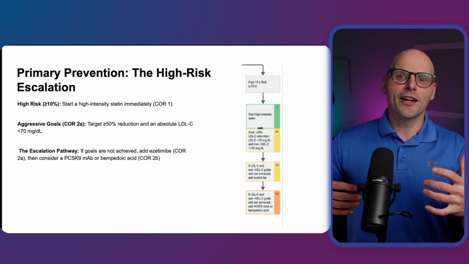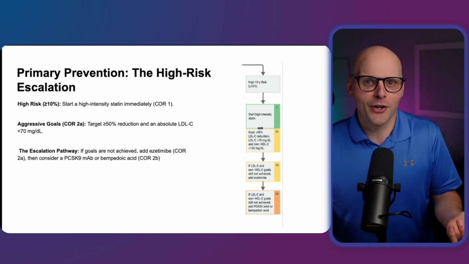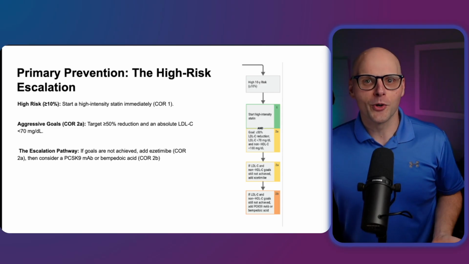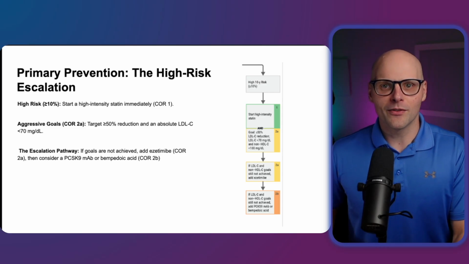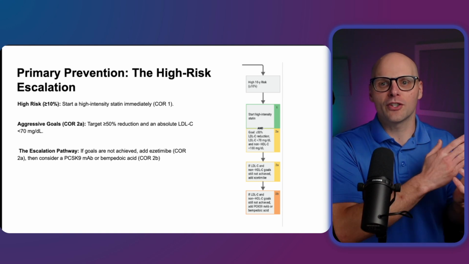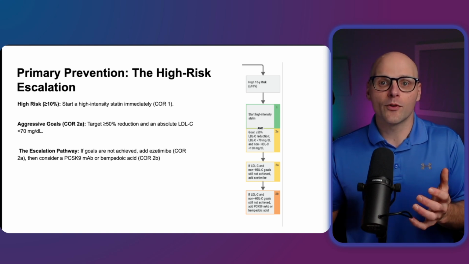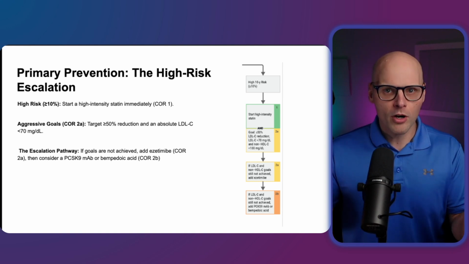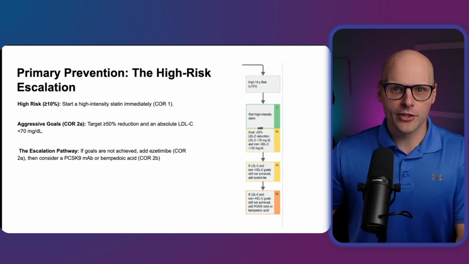It's not like, hey, let's figure it out. It's like, well, there are class 1 recommendations to start medications, right? So we're treating these primary prevention patients with very similar intensity to our secondary prevention folks. So the goal here is aggressive. We want to cut their LDL by 50% or more with an absolute target of under 70.